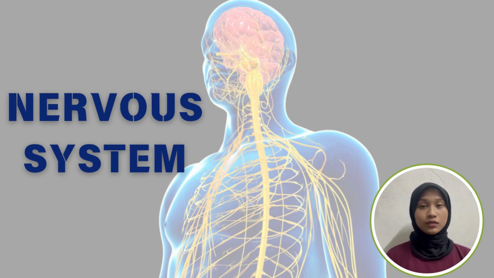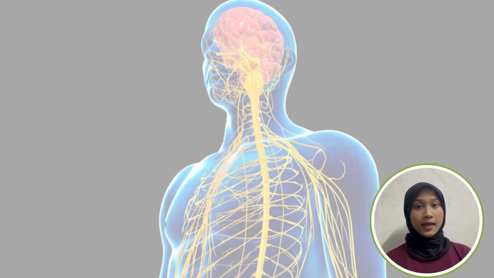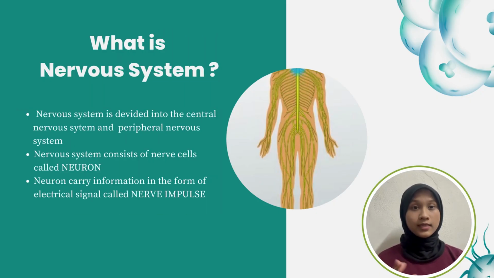We are going to talk about case study 2, anatomy and physiology. For my part, I will explain 3 points, which are nervous system, endocrine system, and blood. The first point is nervous system. What is nervous system? Nervous system is divided into two, which is central nervous system and peripheral nervous system.